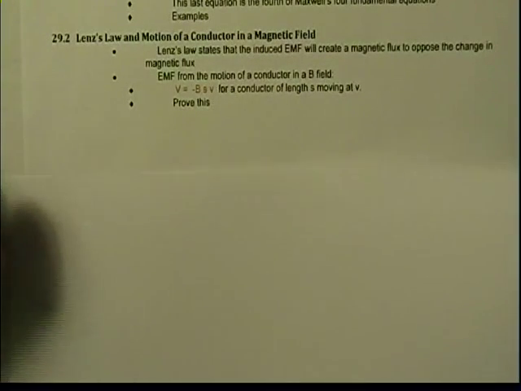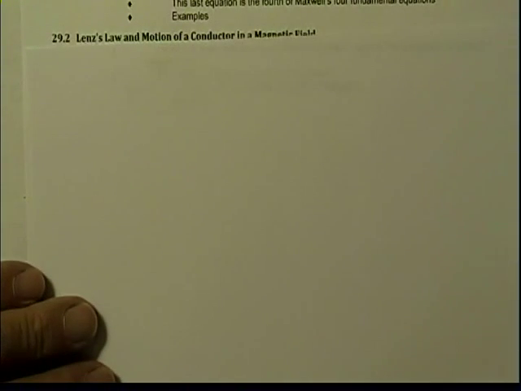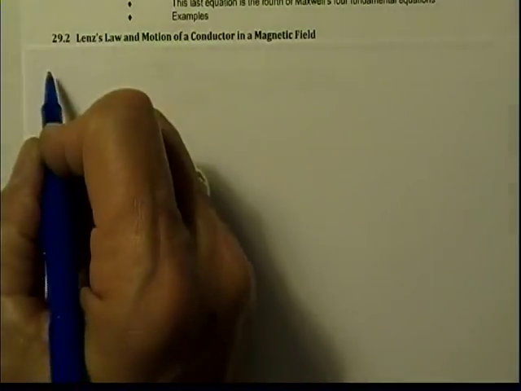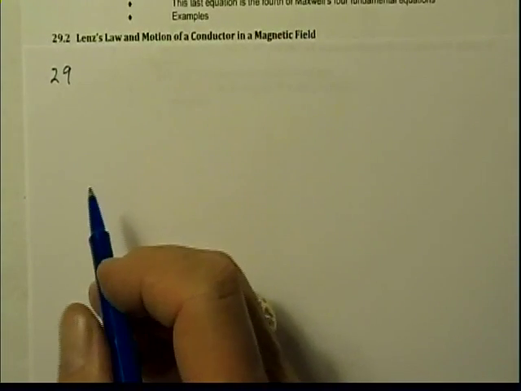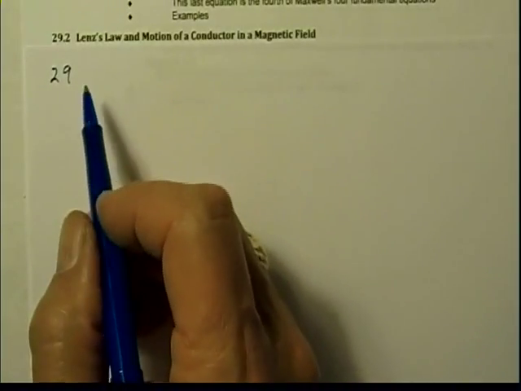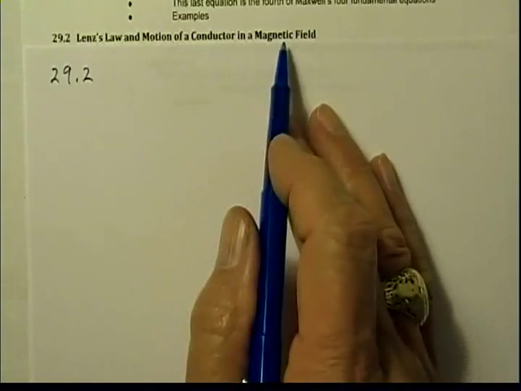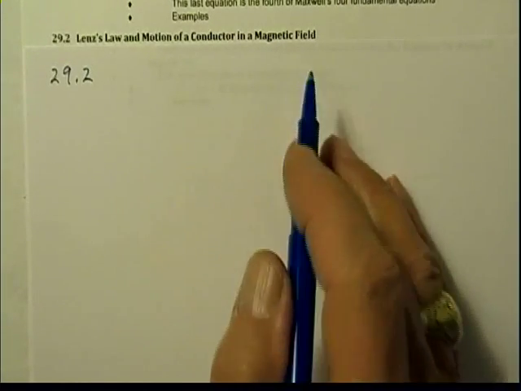We're continuing here with Faraday's law. This is chapter 29. And here we are addressing an understanding of the fourth of Maxwell's equations. We've done 29.1 where we looked at Faraday's law. In 29.2 we now look at Lenz's law and the motion of a conductor in a magnetic field.